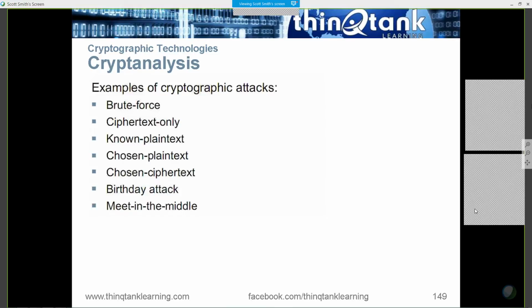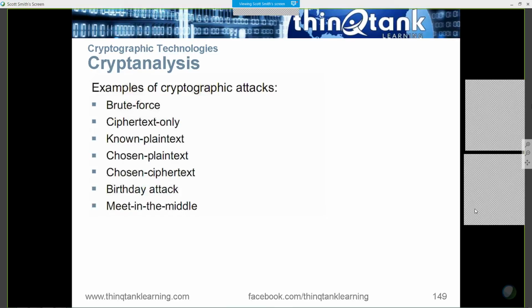Cryptographic attacks, brute force. That's probably the one type of attack that you guys should understand the most. Brute force is just keep trying different keys over and over again. Try a key, try a key, try a key, try a key. And hopefully eventually you figure out the right key. But of course, the longer the key, the harder that type of attack becomes.